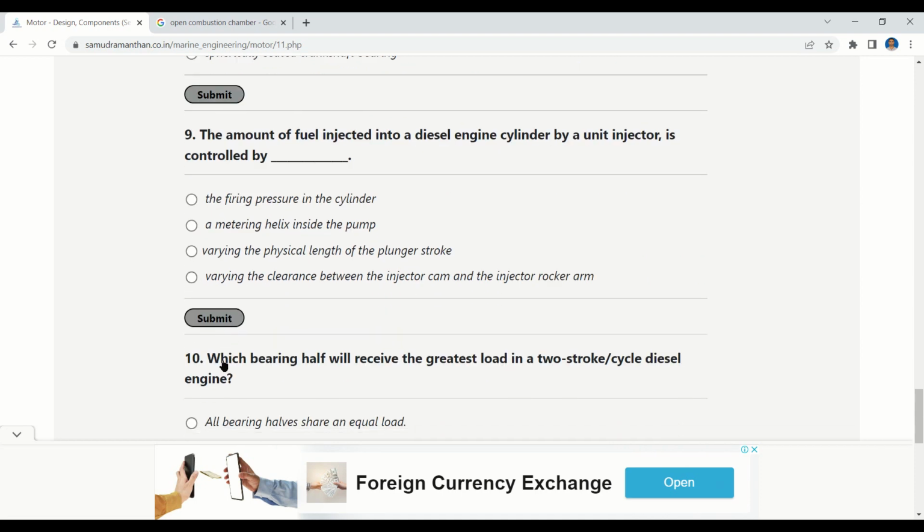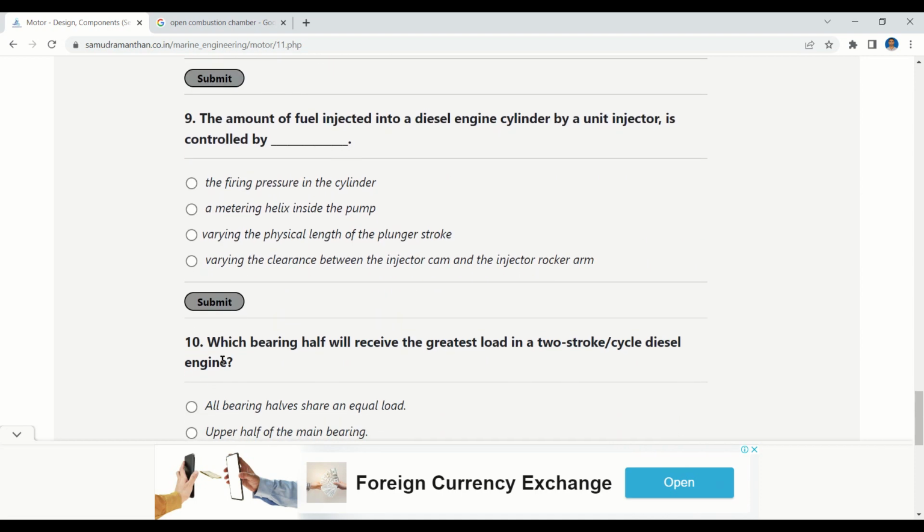The amount of fuel injected into a diesel engine cylinder by a unit injector is controlled by, and the options are the firing pressure in the cylinder, a metering helix inside the pump, varying the physical length of the plunger stroke, varying the clearance between the injector cam and injector rocker arm. And the correct answer will be a metering helix inside the pump. This controls the effective stroke length of the pump.